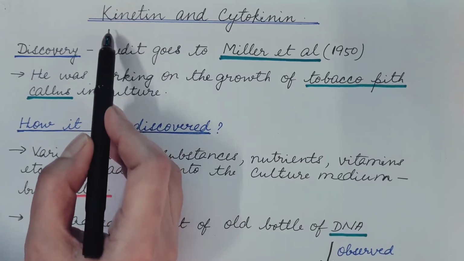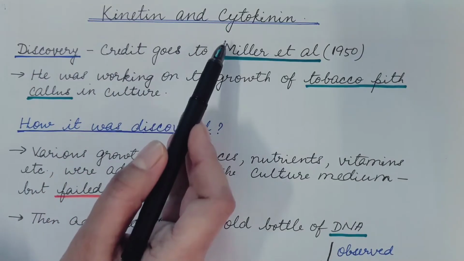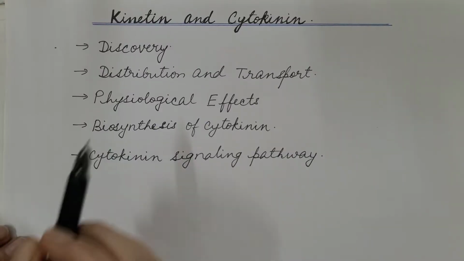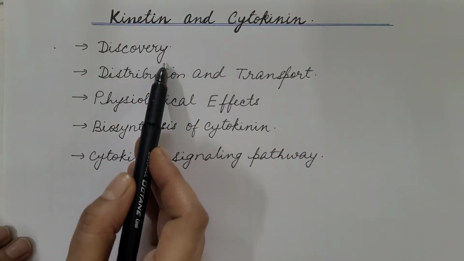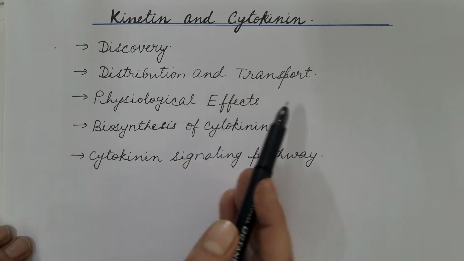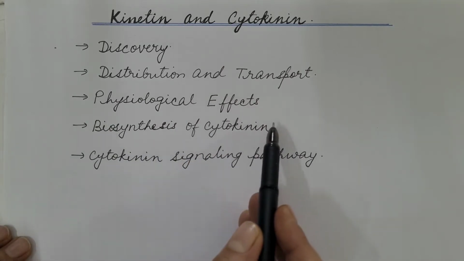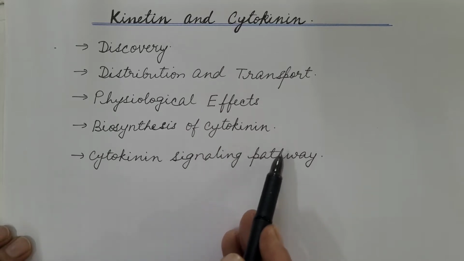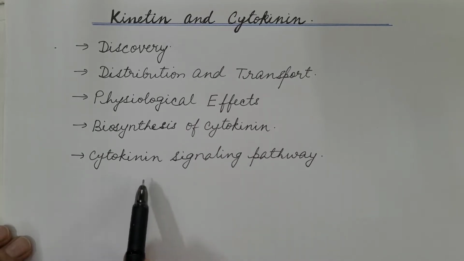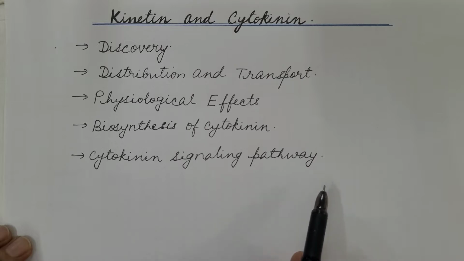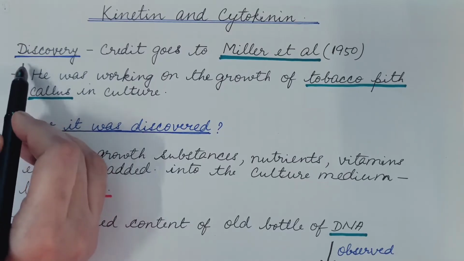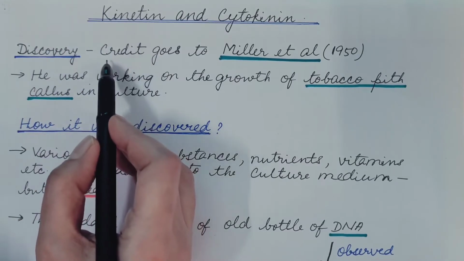Today we are going to discuss about kinetin and cytokinin plant hormone. Here we will discuss about discovery of cytokinin, then its distribution and transport, then physiological effects of cytokinin, then biosynthesis of cytokinin, and at last we will discuss about cytokinin signaling pathway. So let us see them one by one. So first of all, discovery.